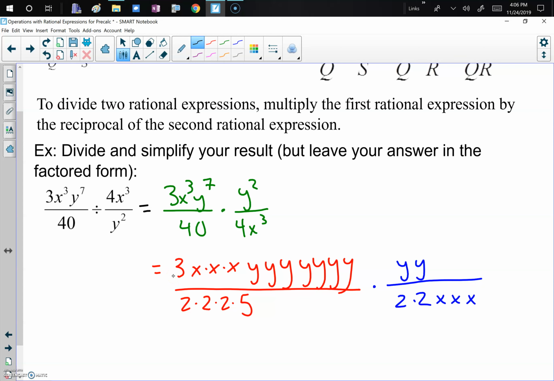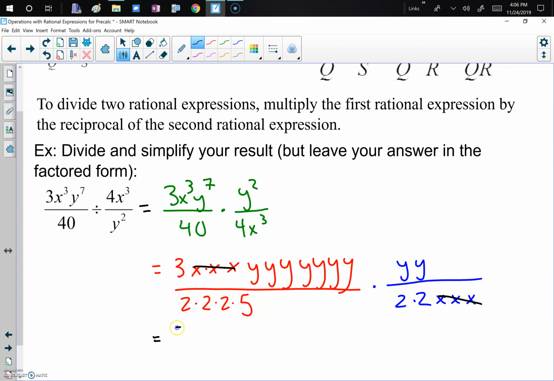I don't have any 3's on the bottom. X's, I do have 3 x's that we can cancel out. And then y's, I don't see anything to cancel. For 2's, they're all in the bottom. I don't have any values of 2 in the numerator that can cancel out.